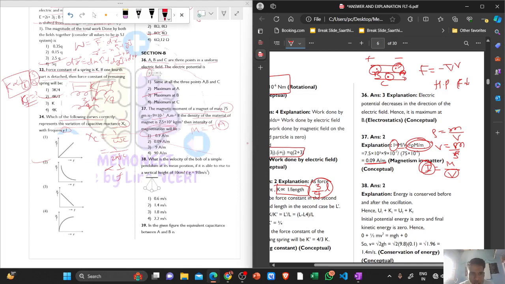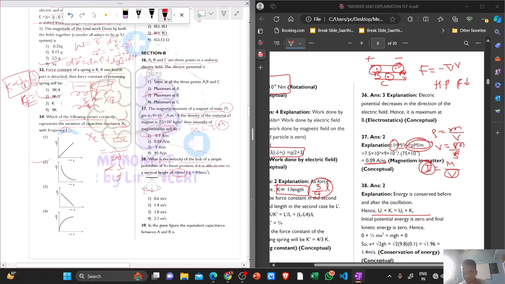Moving ahead, what is the velocity of the ball at the mean position? If you are able to write the vertical height, it is an energy conservation problem. By conserving energy, potential energy is converted into kinetic energy. Initially, kinetic energy is zero, and finally, potential energy is zero. Putting the value of h, which is 10 centimeter, meaning 0.1 meter, you get a velocity of 1.4 meter per second. Option is the correct answer.